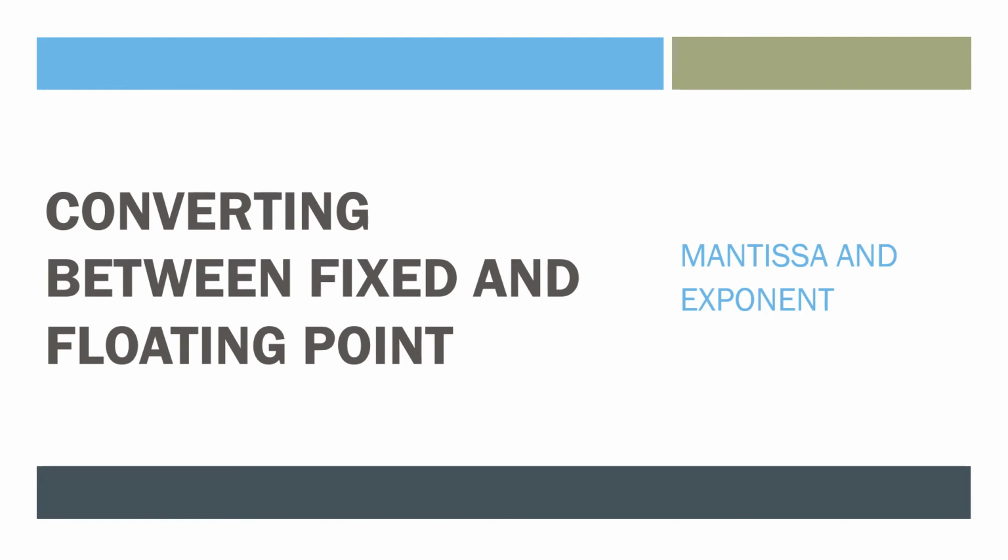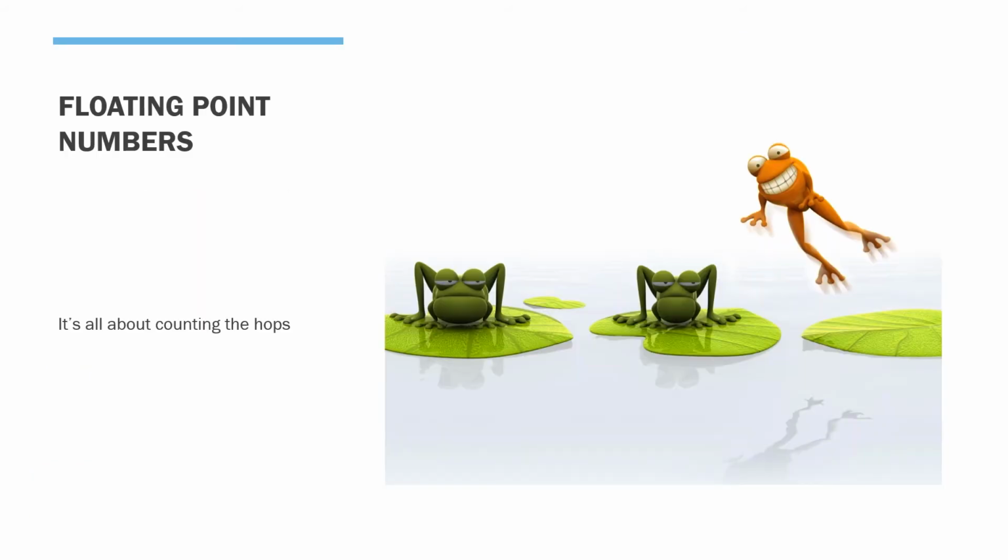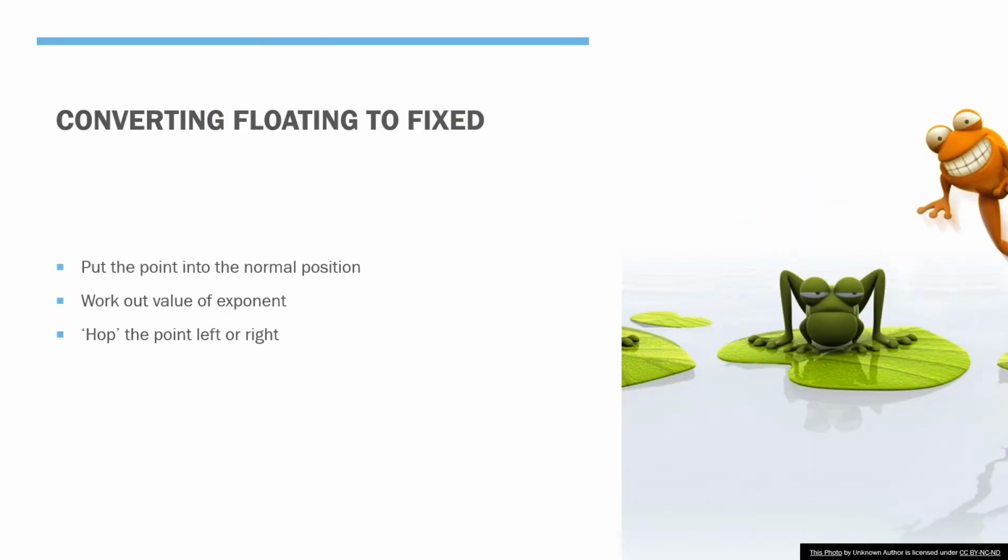Now remember that a floating point number is made out of a mantissa and an exponent. And I couldn't resist this picture. It's all about counting the hops, basically. All the work that we do with floating point numbers, we're counting the hops. So let's recap what we did before.